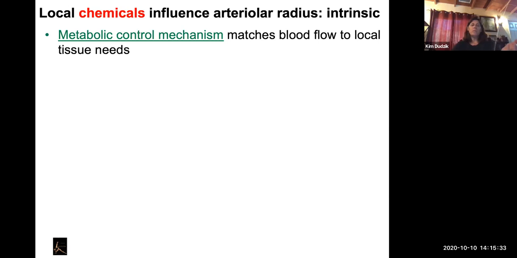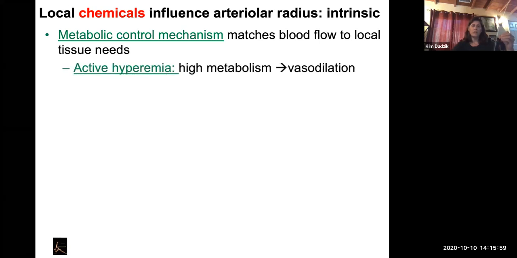These are called metabolic control mechanisms, okay? So the metabolites, remember that the chemical reactions that our cells are doing, all of those chemical reactions we refer to as metabolism. So the chemicals that are getting used or produced because of metabolism then are an indicator to the arterioles, and then the arterioles can match the blood flow to the needs of that localized tissue.